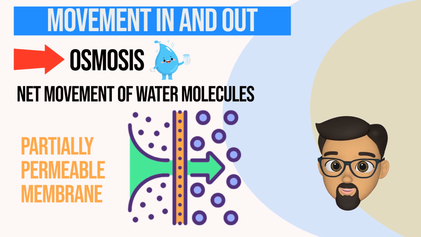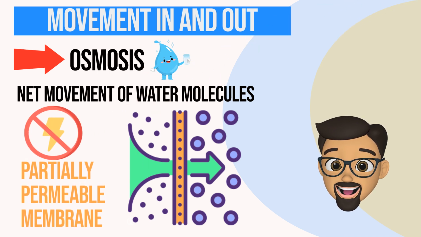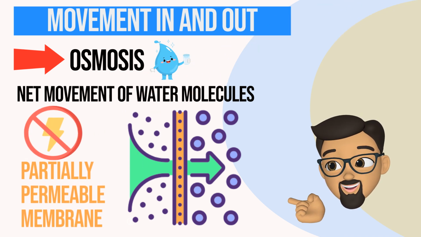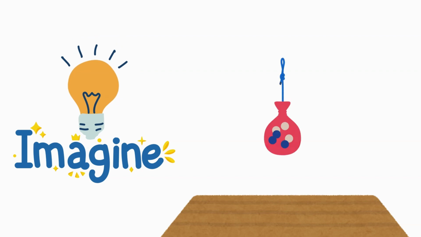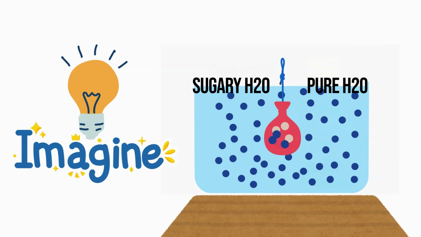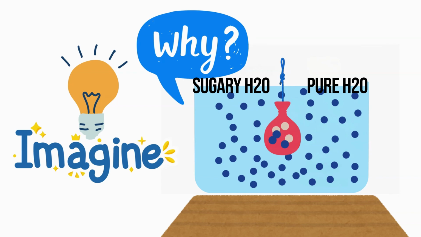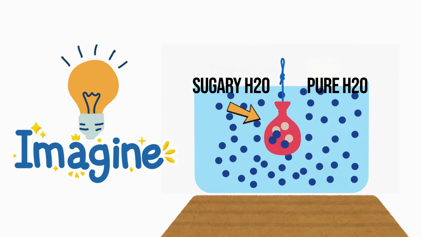Number 4, like diffusion, osmosis is passive. It doesn't need energy at all. Let me give you an example to make it stick. Imagine you have a bag filled with sugary water, like syrup, and you drop it into pure water. Now ask yourself, which side has more water? Of course, the pure water side. Why? Because in the sugary water, the sugar takes up space, replacing some of the water molecules. So there's actually less water in the sugary side.